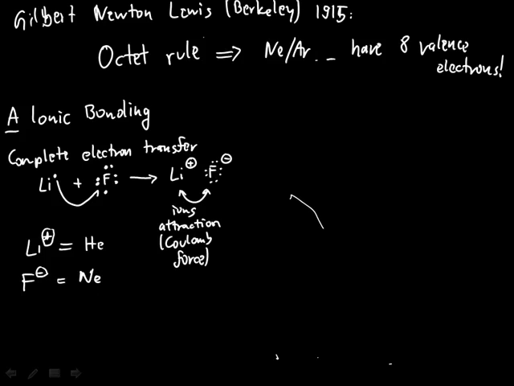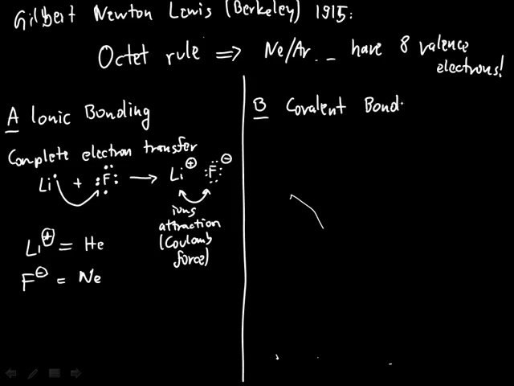Okay? The other version, which many other elements practice, is a so-called covalent bonding. And you see already covalent, co indicates some sort of cooperativity and cooperation. It indicates sharing of electrons. And here there is no complete electron transfer, so atoms just share electrons.